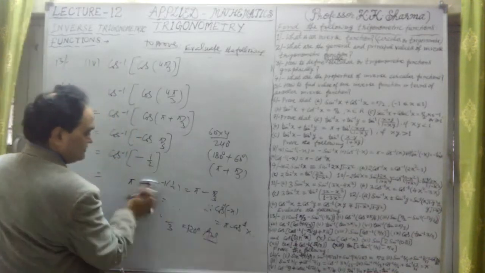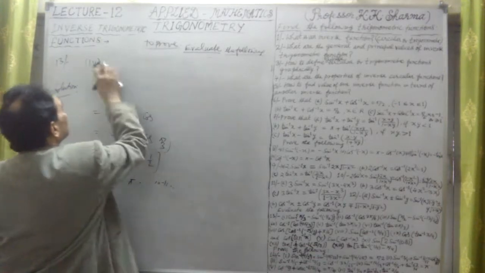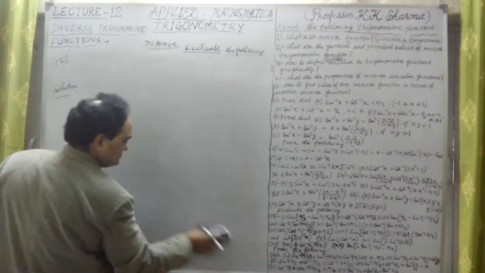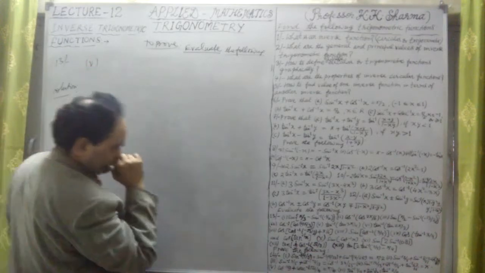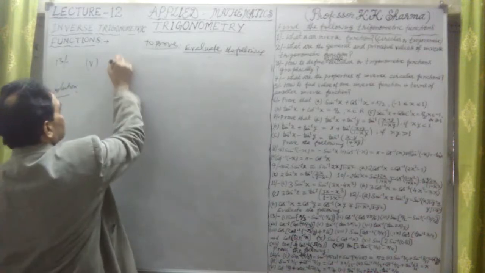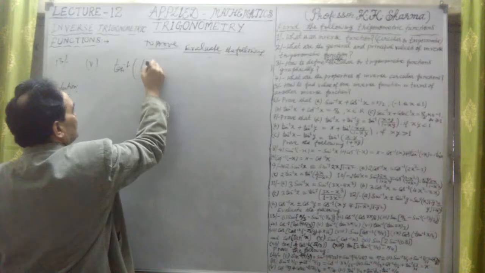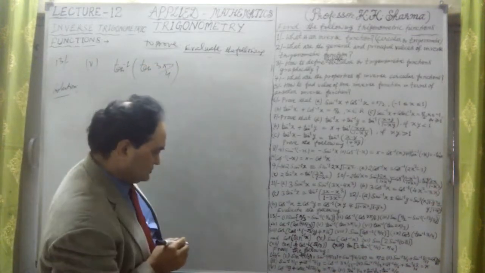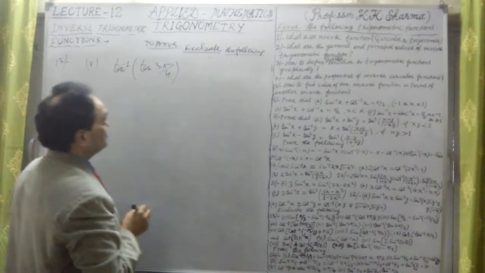Part 4 we have completed. Let us take now the next part of this. Now part 5 of question number 30. The fifth part of this is what? The fifth part is tan inverse of tan 3 pi by 4. Tan inverse of tan 3 pi by 4. Yeah, this is the value.